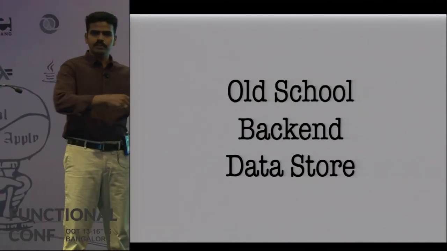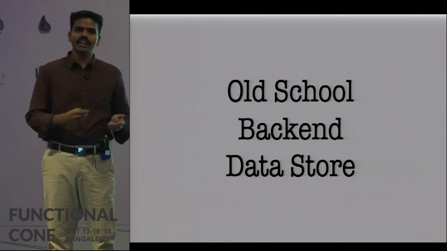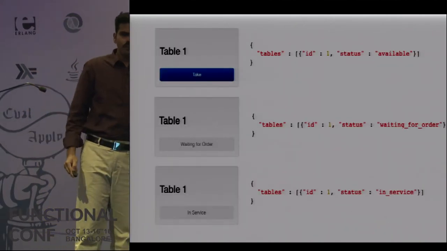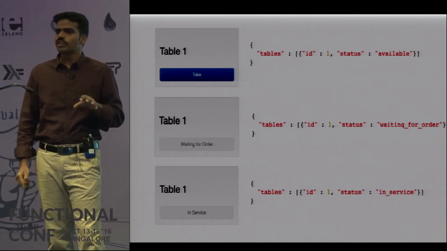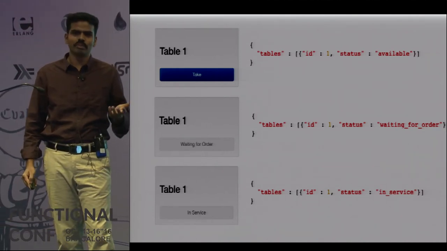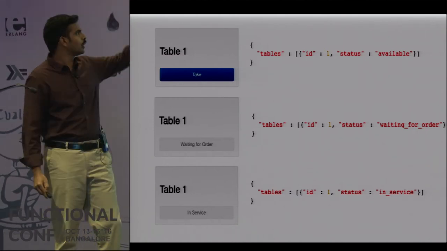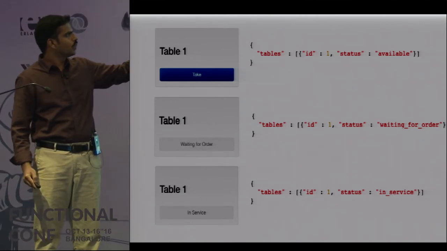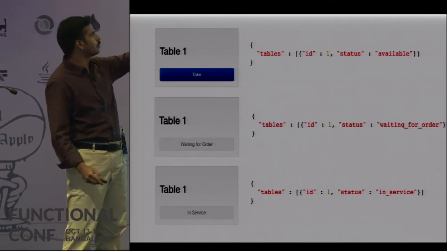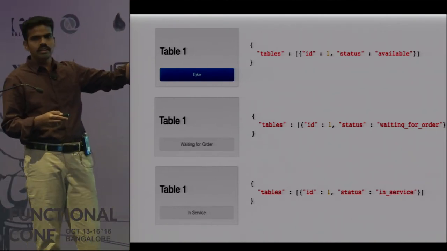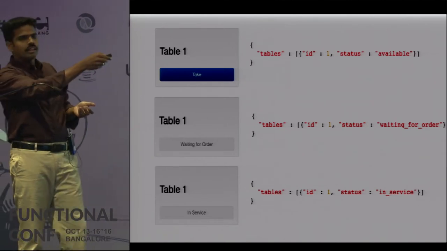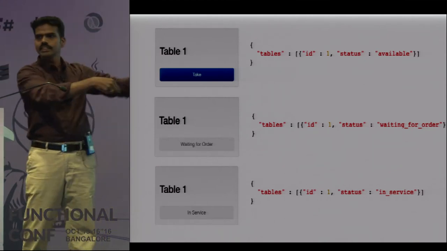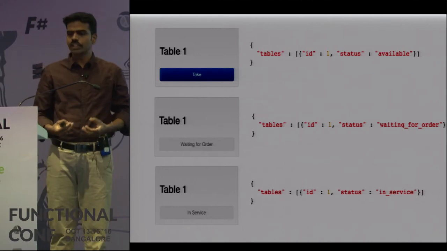Before we see how this can be designed from a functional programming perspective, let's see how we design in the typical imperative data modeling. For simplicity, I'm picking a NoSQL store here. It can be any database backend. For this particular view, the table goes through different transitions. And typically in the backend database, we will have a document called table, and it will have an ID as well as the status associated. Whenever the user performs some action, we go and change the status. This is how we typically develop the application.